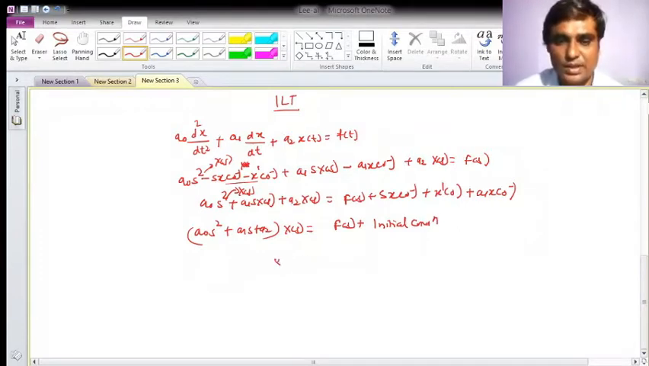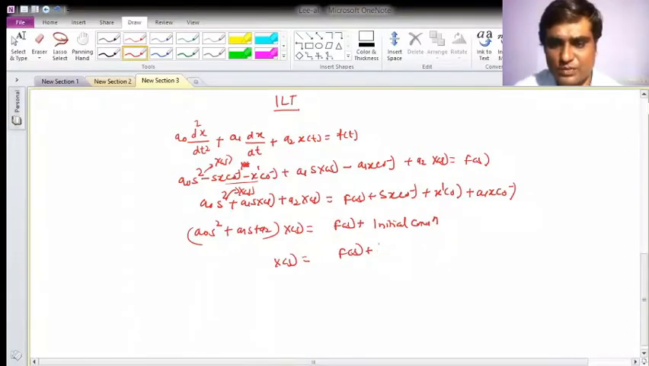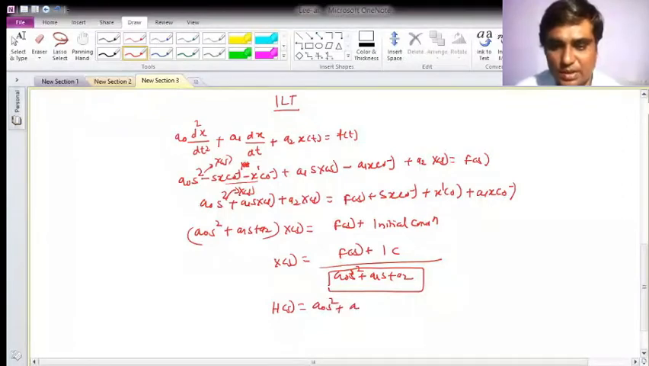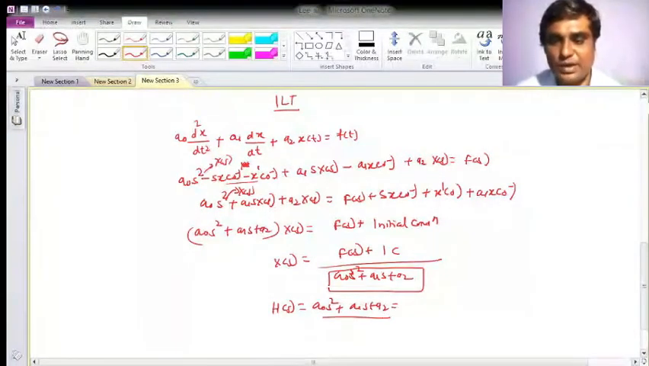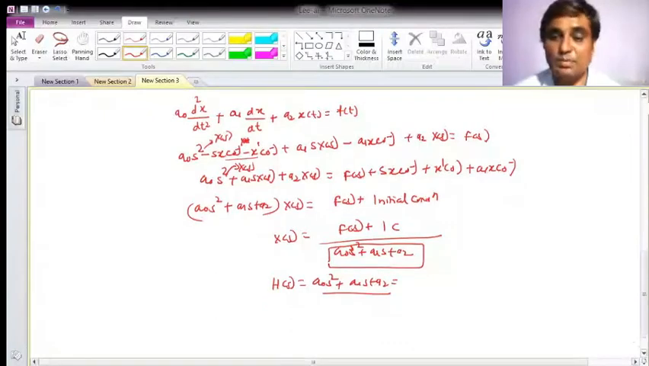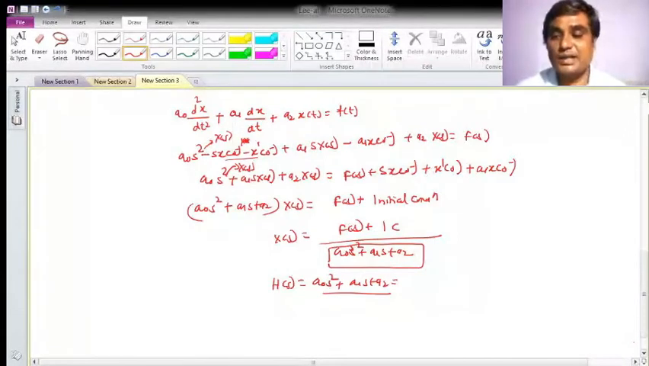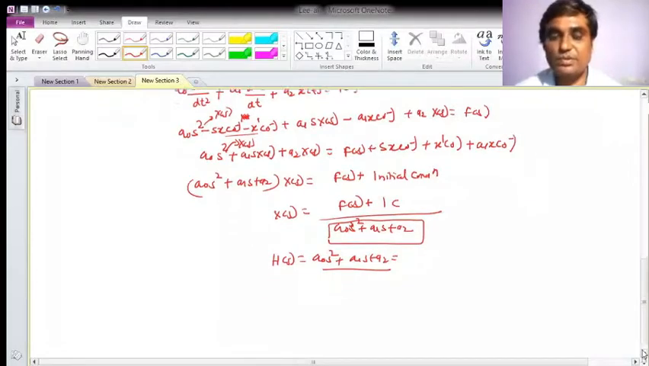Fine, and then X of s will be equal to F of s, that is the Laplace of the forcing function, plus initial conditions, divided by a0 s square plus a1 s plus a2. Now this is my characteristic equation. So in this characteristic equation I will find out the roots, and once I have the roots, I'll apply the partial fraction, find the residues of the partial fraction, and then take the inverse Laplace transform by the use of standard pairs. This will basically be my process.